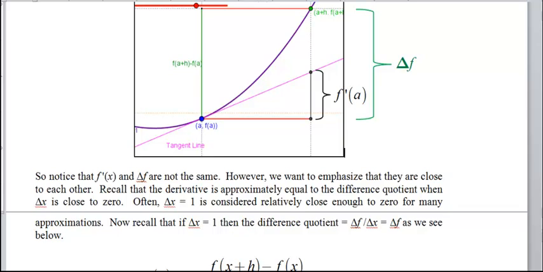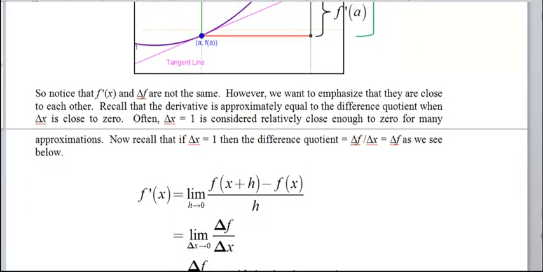to each other. Recall that the derivative is approximately equal to the difference quotient when delta x is close to 0. And oftentimes we can think of delta x equals 1 as relatively close to 0, or close enough to 0 for many real-world applications to be a reasonable estimate. So, let's look at the algebra of what's going on here.